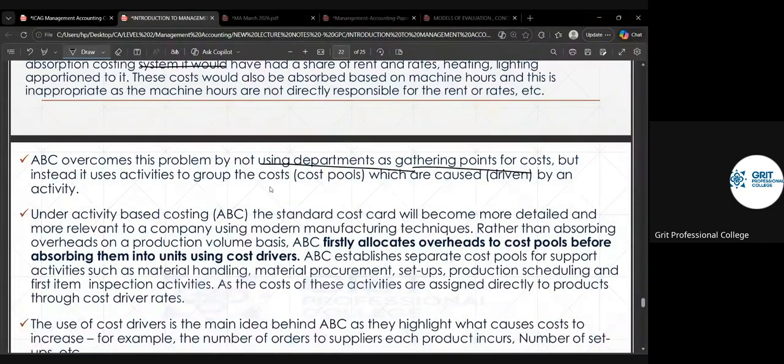What does the company do when it comes to this production? Before we produce, what do we do? We will procure, right? There are some costs we are going to incur in there. Then we will have to set up our production, so set up costs, and so on and so forth. So those activities are what they are going to use as the cost pools and not departments. When they do this allocation, they are going to determine what the cost drivers are.